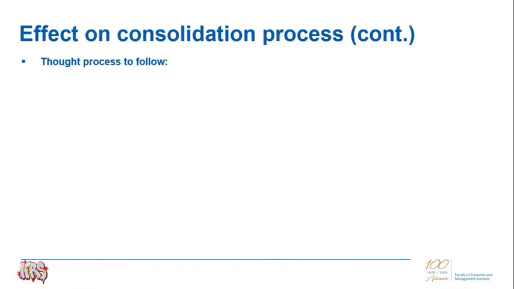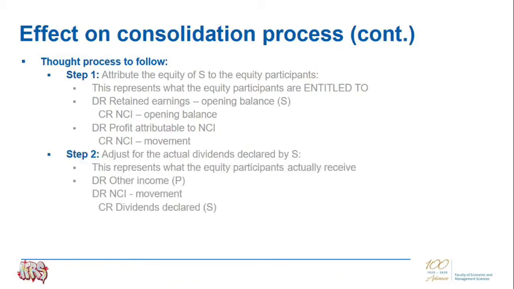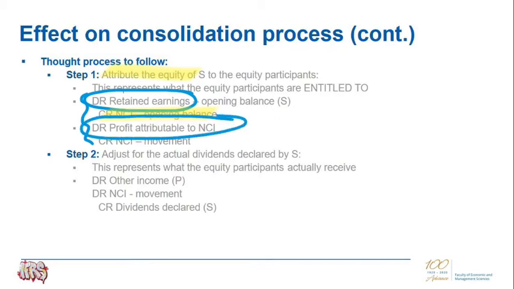In conclusion, before we now look at the detail of the examples in Chapter 8, the thought process that we will follow is really divided into 2 steps. Under step 1, this is where we attribute the equity. This is where we determine how much the equity participants are entitled to. The consolidation journal entries to give effect to this step is to take away from the equity of S and attribute that to the NCI so that you're left with the equity attributable to the owners of B. Take away from the profit attributable to the owners of the parent and attribute to NCI.